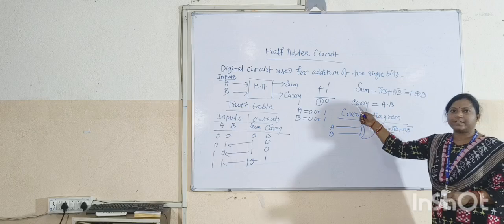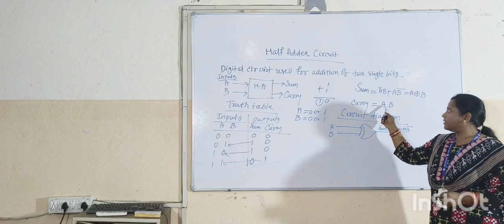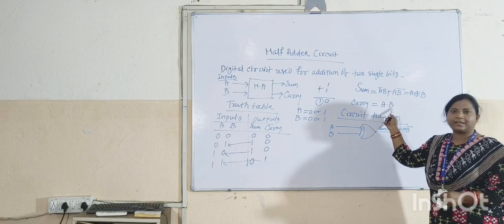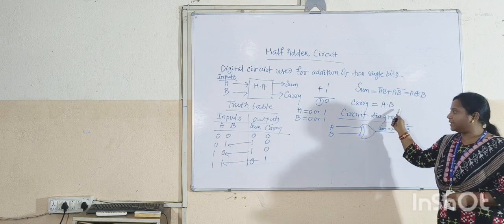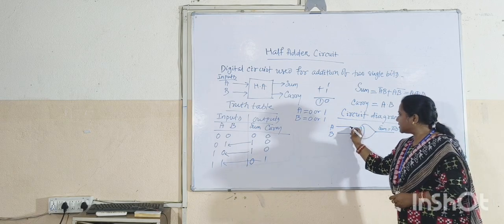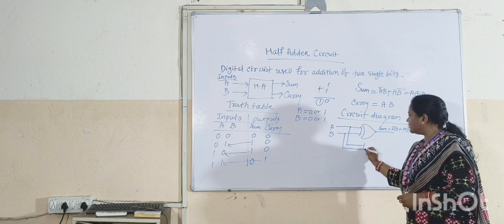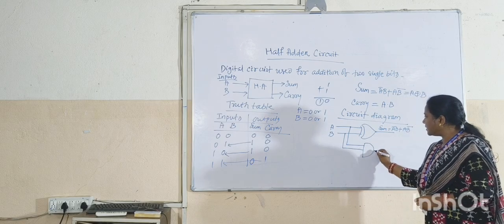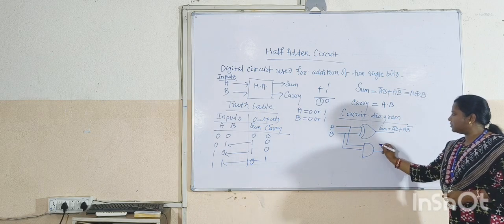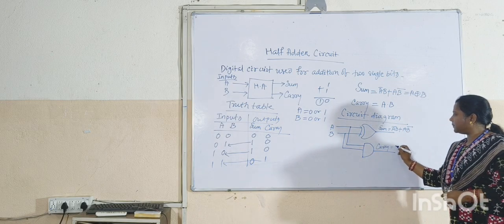Then what is the carry expression? The carry out expression is equal to A dot B. So we need an AND gate here where the inputs are A and B. From this circuit we can take the connection from A and B, then pass through an AND gate where the output is equal to A dot B.